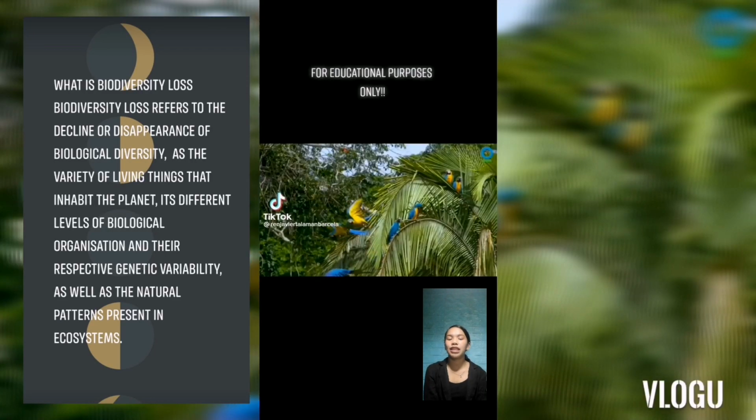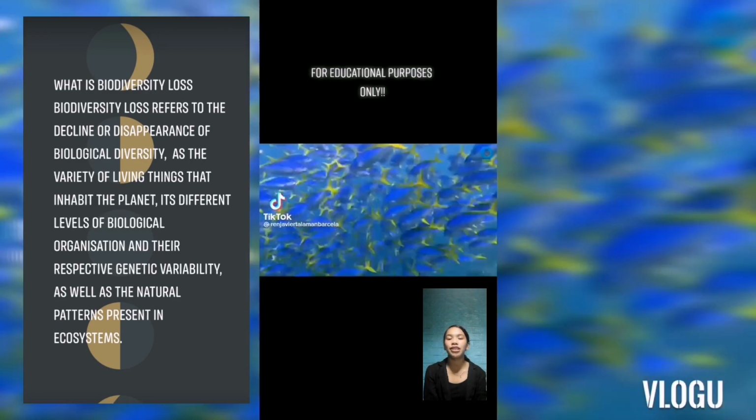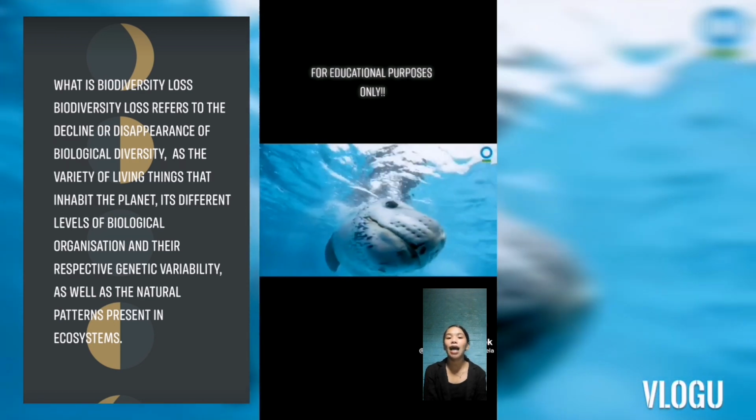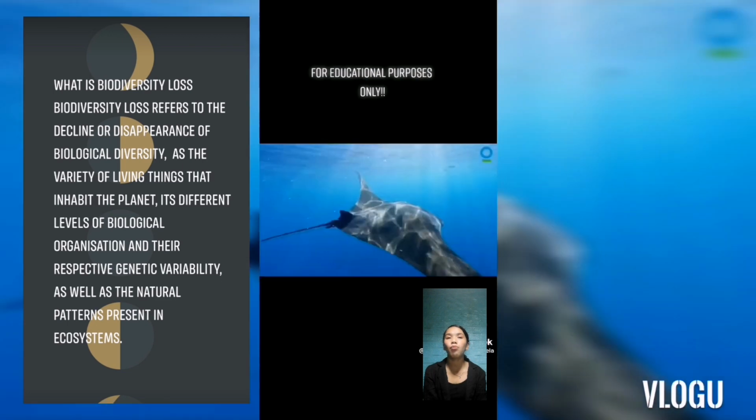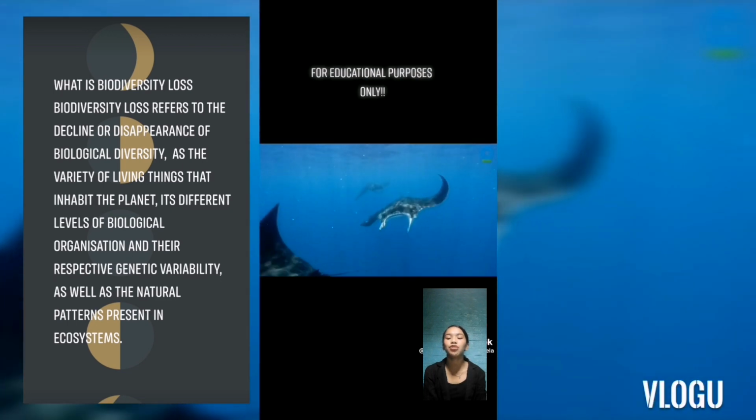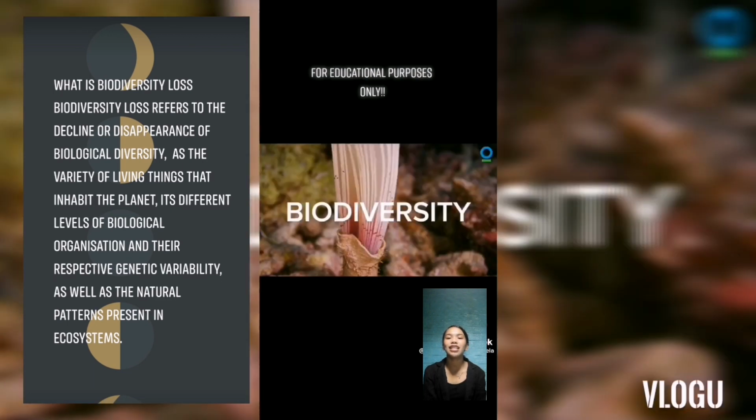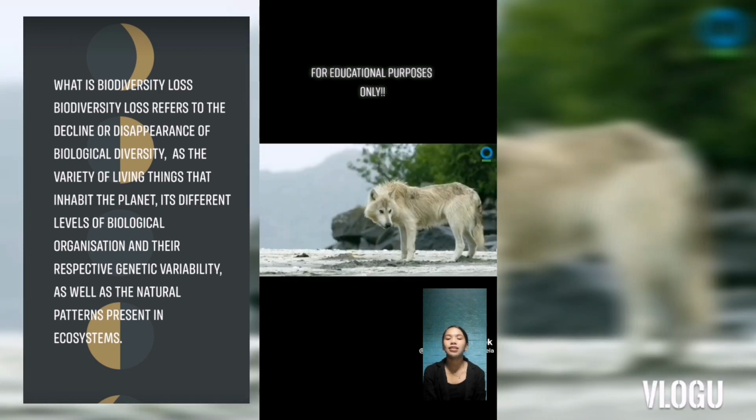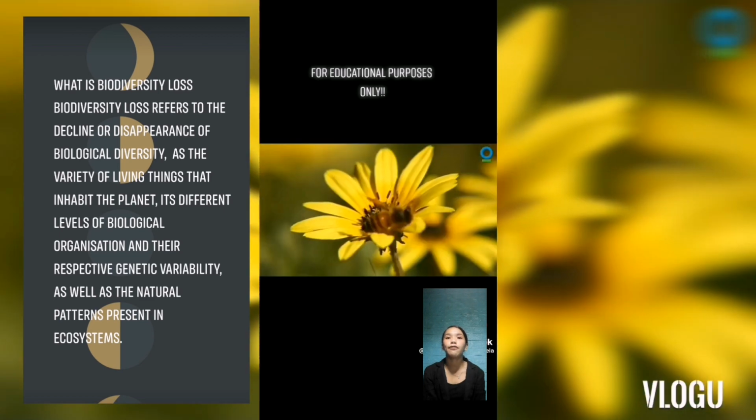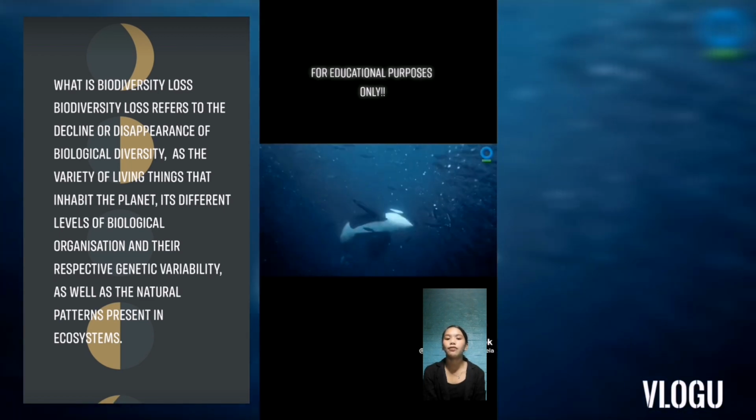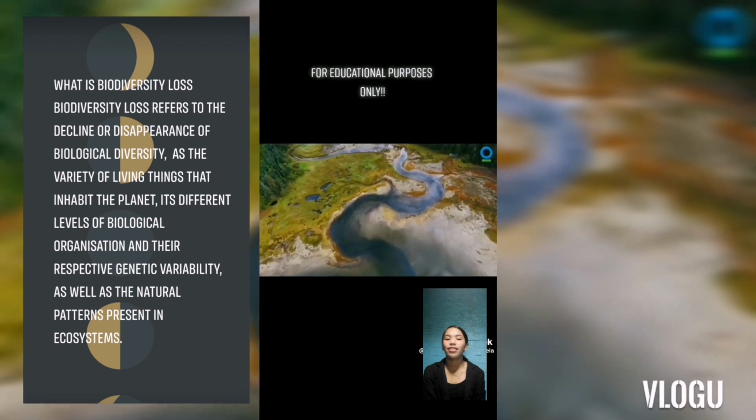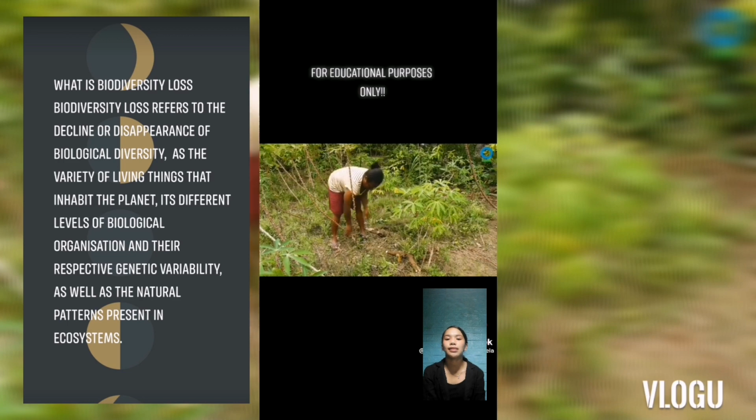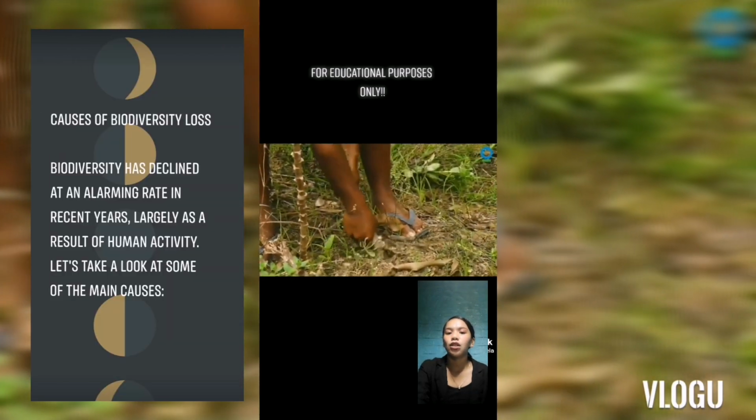What is biodiversity loss? Biodiversity loss refers to the decline or disappearance of biological diversity, as the variety of living things that inhabit the planet at different levels of biological organization, their respective genetic variability, as well as the natural patterns present in ecosystems. Biodiversity is traditionally defined as the variety of life on Earth in all its forms. It comprises the number of species, their genetic variation, and the interaction of these life forms within complex ecosystems.